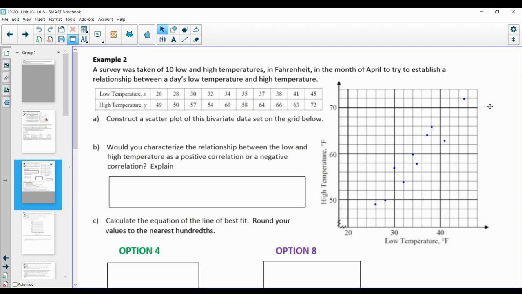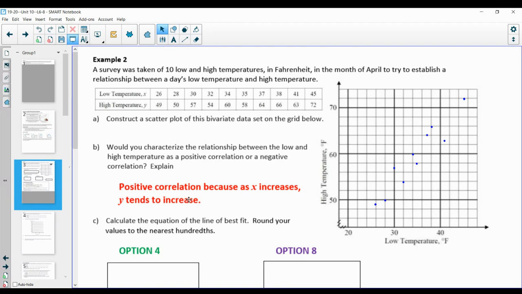So once you've plotted the points, hopefully your scatter plot looks similar to mine here. Would you characterize the relationship between low and high temperature as positive or negative? So is this relationship, it's definitely linear, is it a positive or a negative? Would that slope be positive or negative? I would hope you agree it's positive. And why? And that's because as X increases, Y increases as well.